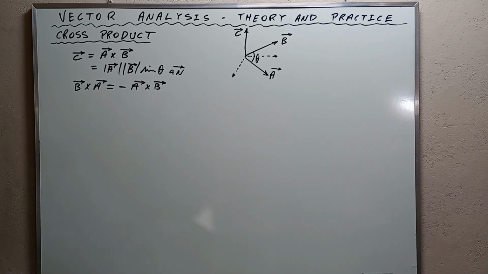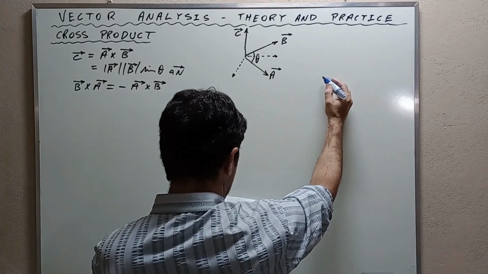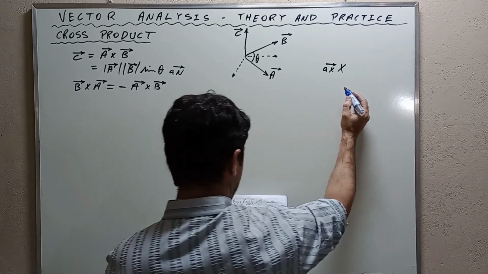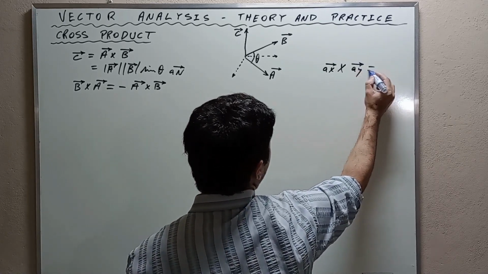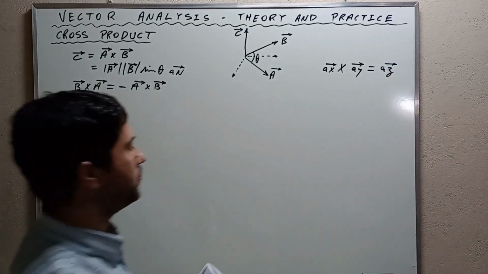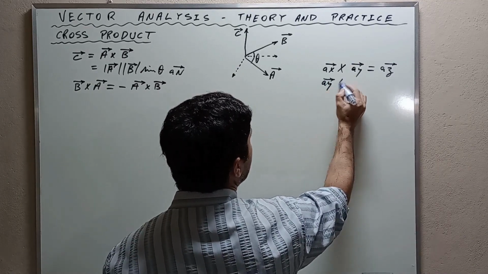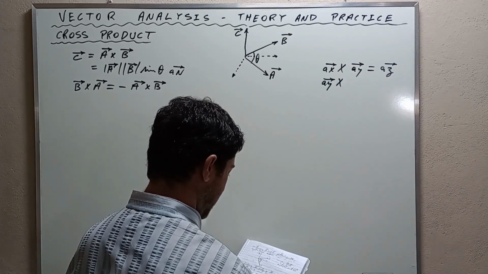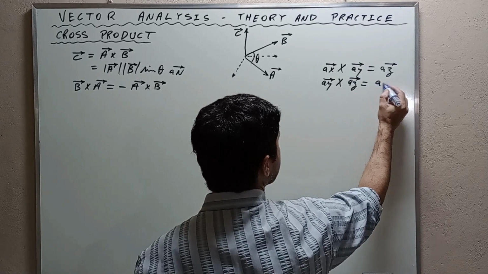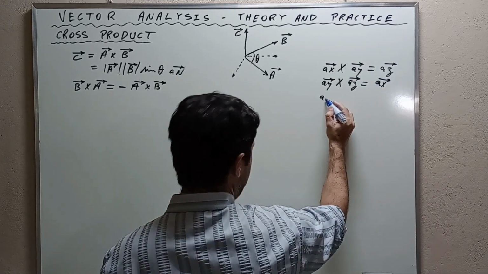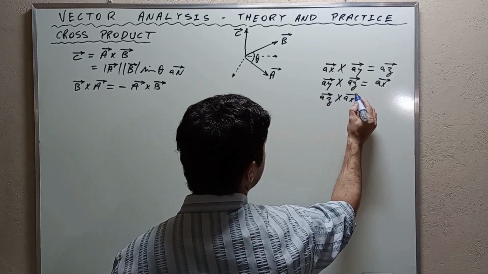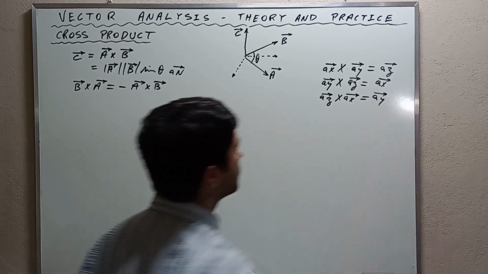And observe that AX cross AY is AZ. AY cross AZ is AX. And AZ cross AX is AY. Okay?